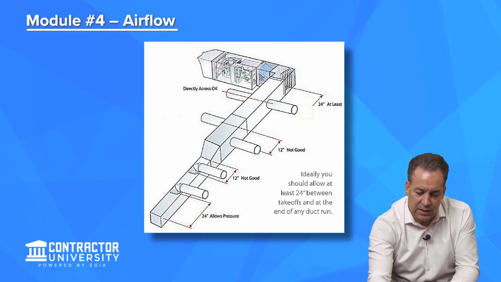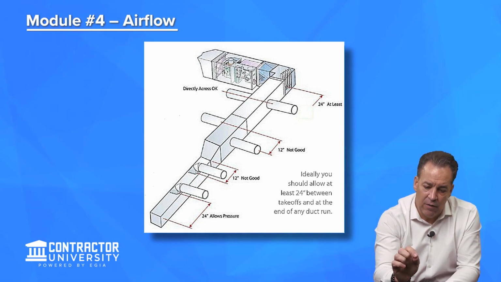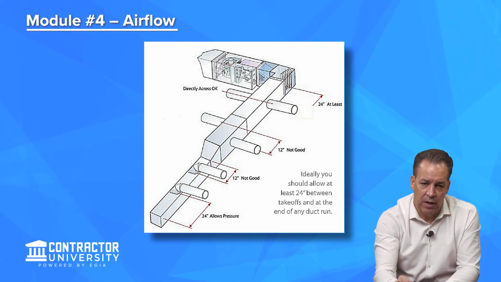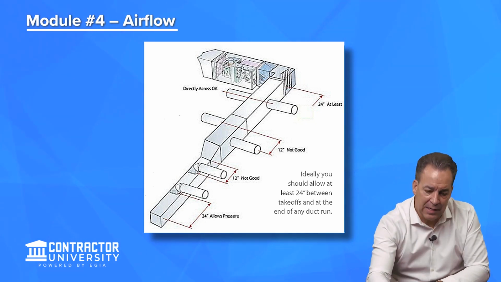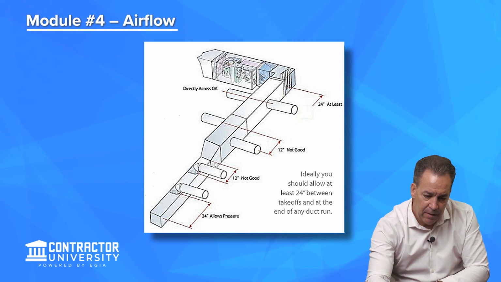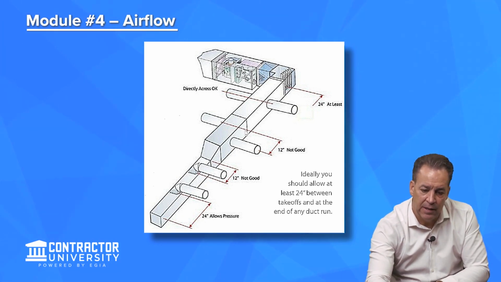Right? So here's another duct system. Ideally, you also want to allow at least 24 inches between duct takeoffs and at the end of a duct run. Okay, definitely no less than 12, meaning the main ductwork has to pressurize. If this doesn't pressurize, then these won't pressurize adequately. And so as you can see here, we like to have 12 inches between fittings, as well as the end of the ductwork, between each of the supply branches here.